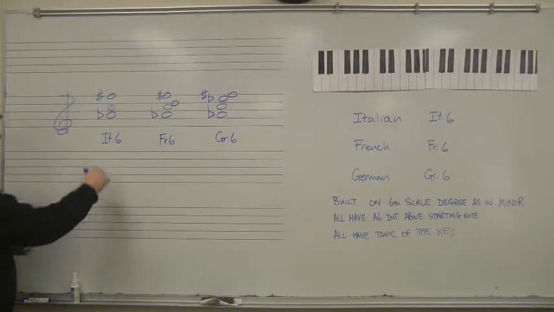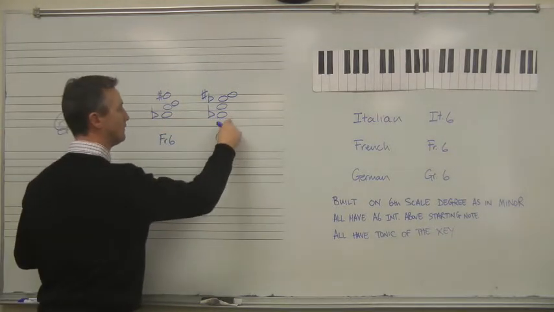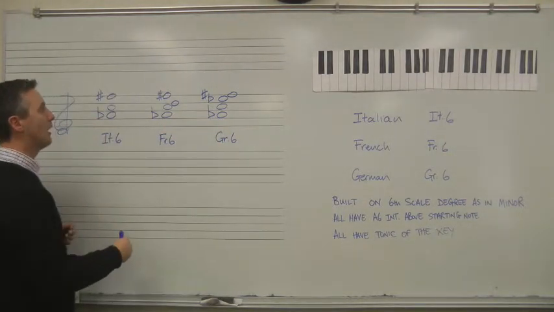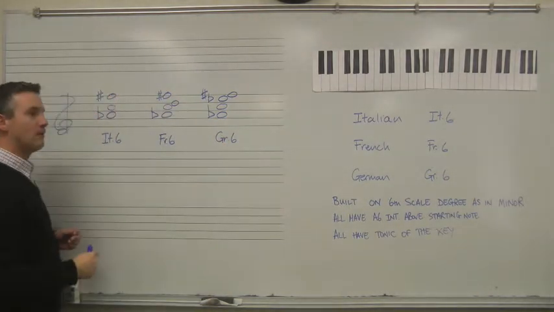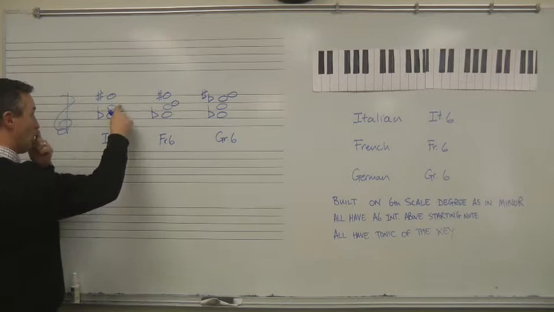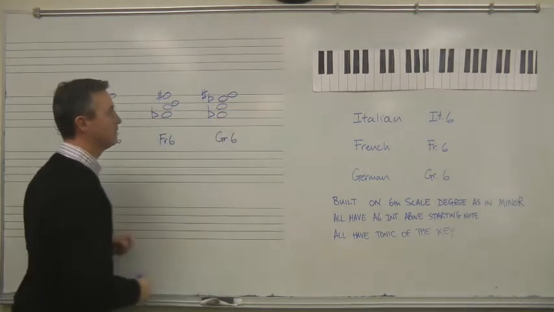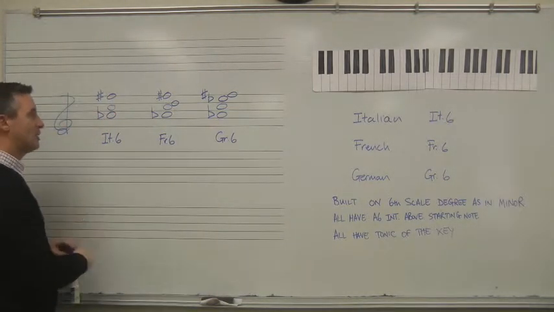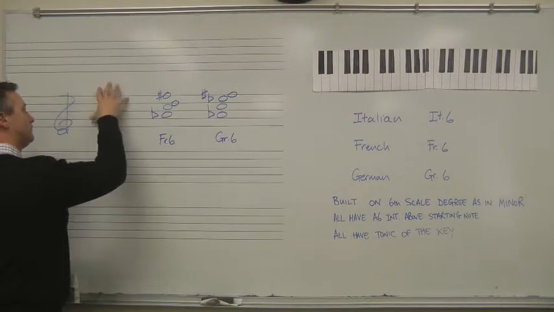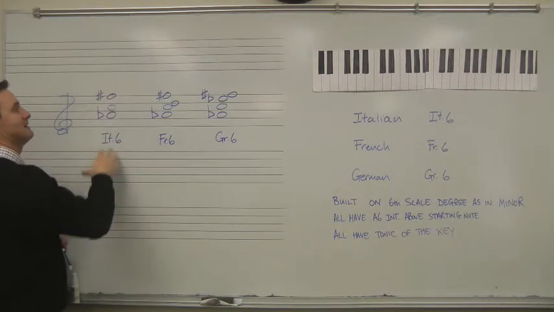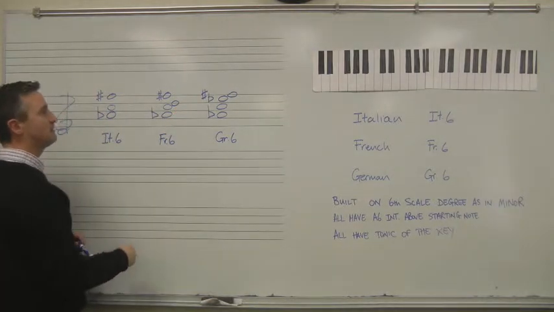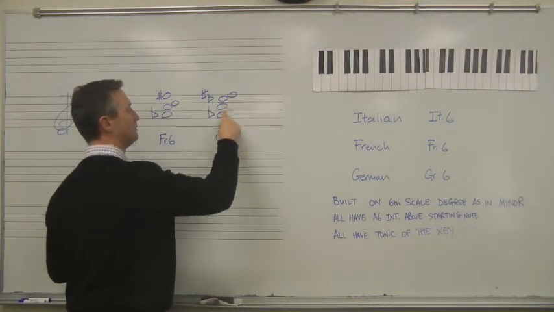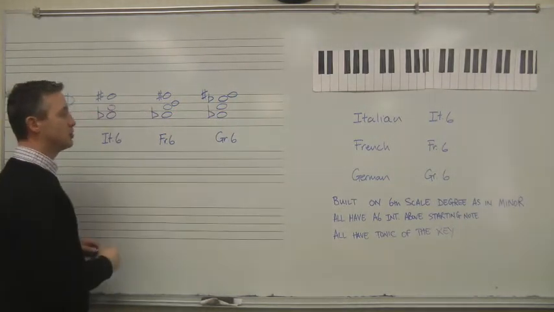What they have in common, they're all built on the sixth scale degree as though you were in minor. They all have the augmented sixth interval from that starting point. And they all have the tonic note of the key. That's what they have in common. Where are they different? Once you've done the three things that are in common, that is the Italian sixth. You add a major second above the tonic for the French sixth. You add a minor third above the tonic for the German sixth.